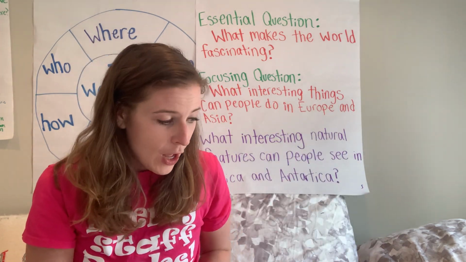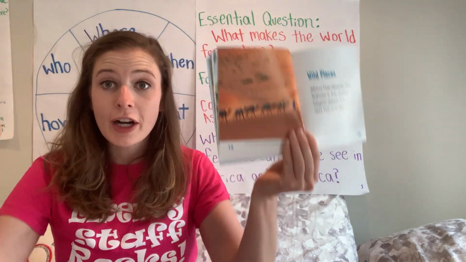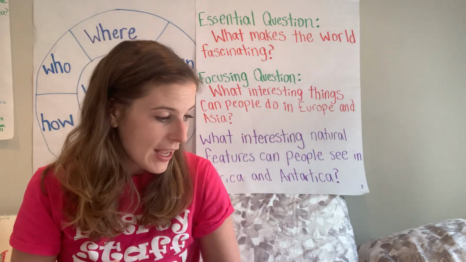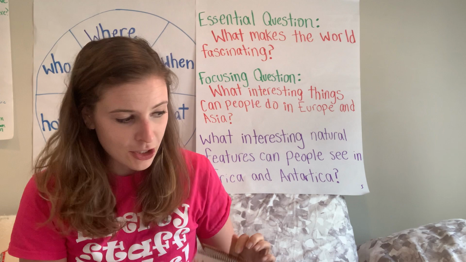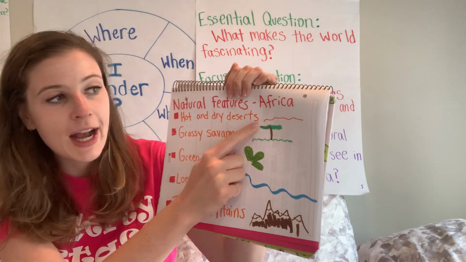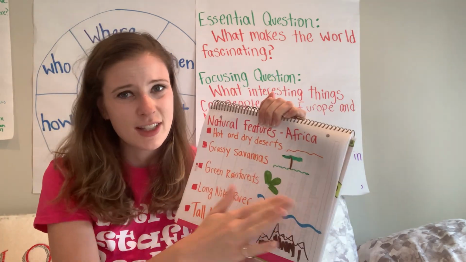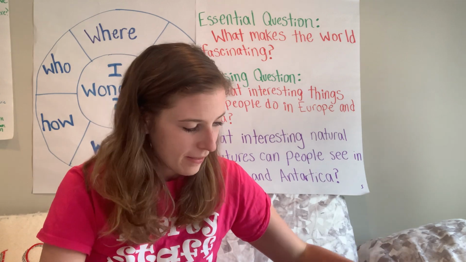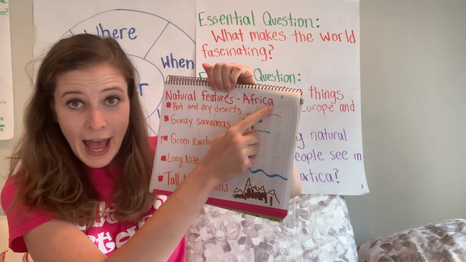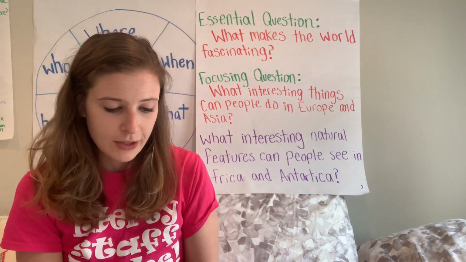All right, so we will need to put hot and dry deserts on our chart because that was one of the natural features we just learned about in Africa. So here is my chart, and here I have hot and dry deserts. And then I just drew a little line because I wanted to represent the desert somehow in case I forgot that. And my heading for my chart says Natural Features Africa. So let's keep reading to see if we can find more natural features.